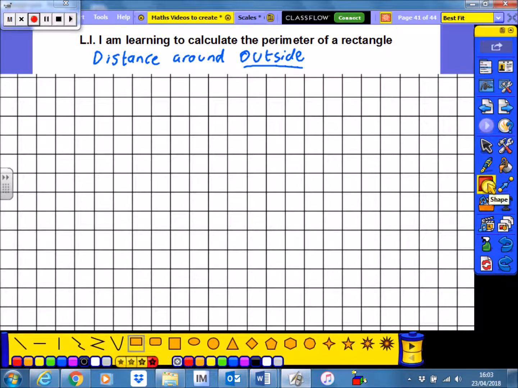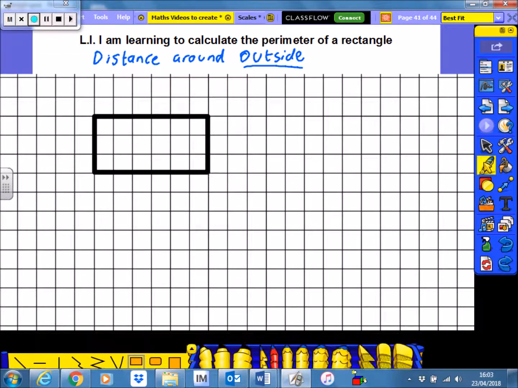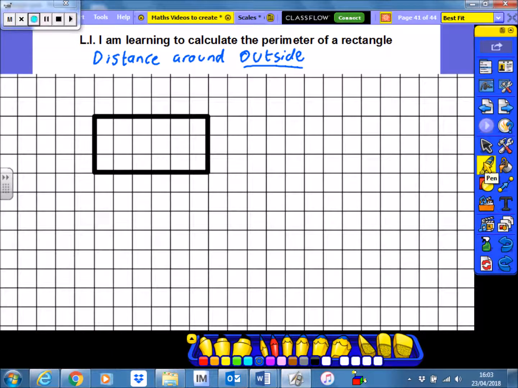So if we take, let's just do a random rectangle here. Okay, we've got a rectangle. Let's, for the sake of argument, assume that each one of these boxes is 1 centimeter. So we'll say one box equals 1 centimeter. If we take a rectangle like this, we can see across the top here, it's 2, 4, 6 centimeters. And down the side here, it is 3 centimeters.